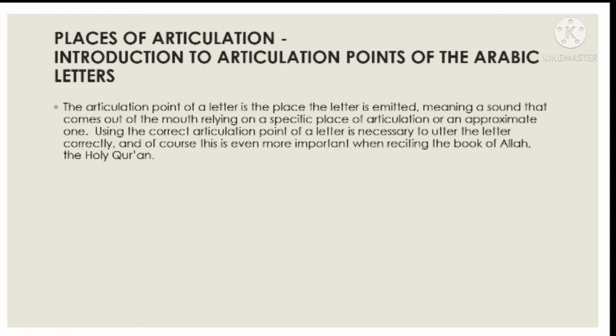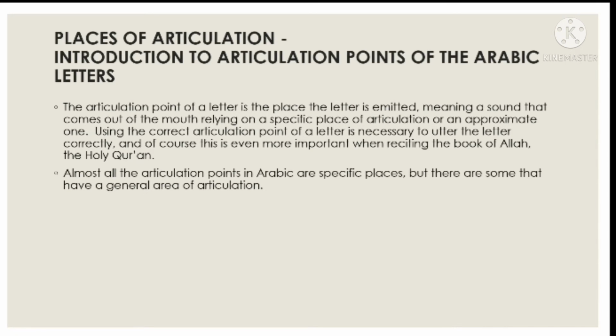So basically, the articulation point of a letter is the place the letter is emitted, meaning a sound that comes out of the mouth relying on a specific place of articulation or an approximate one. Using the correct articulation point of a letter is necessary to utter the letter correctly, and of course this is even more important when reciting the book of Allah subhanahu wa ta'ala, the Holy Quran. Almost all the articulation points in Arabic are specific places, but there are some that have a general area of articulation.